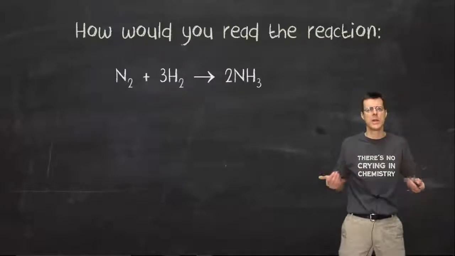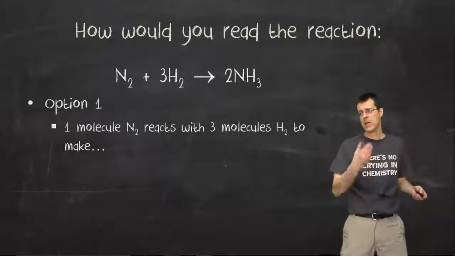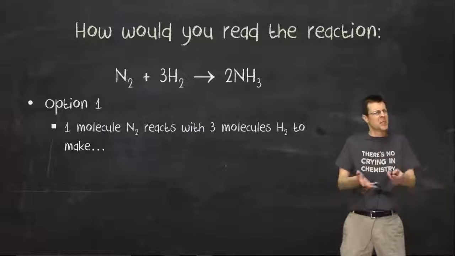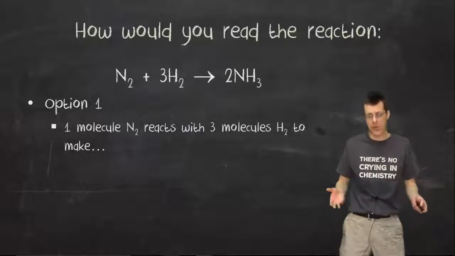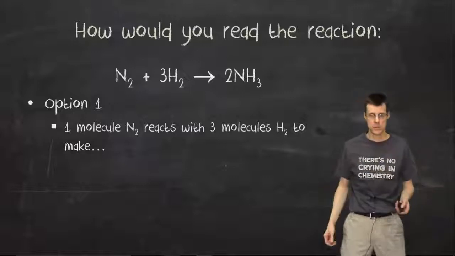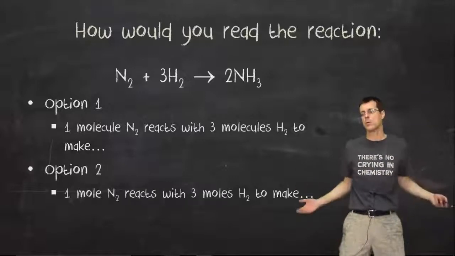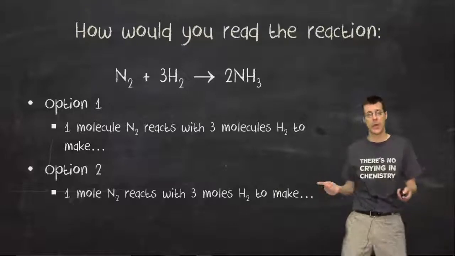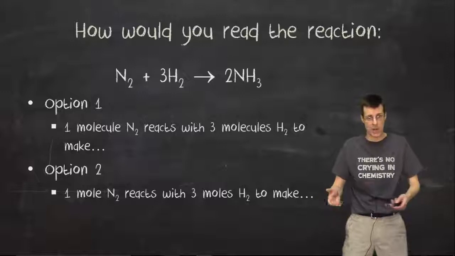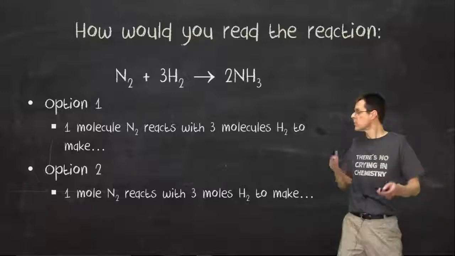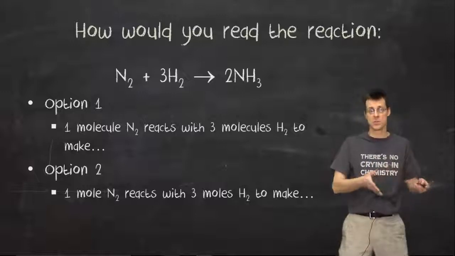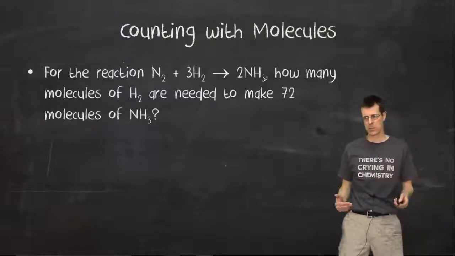If I asked you to read that reaction, you would probably tell me 1 molecule of nitrogen, 3 molecules of hydrogen, and so on. But that's not realistic. We're never going to have a reaction where you actually just have 1 molecule and 3 molecules of hydrogen. Now, we already know about moles. We could read that reaction with moles. 1 mole of nitrogen reacts with 3 moles of hydrogen to produce, and so on. So if we start counting the reaction in terms of moles, like we're trying to count chemical formulas in terms of moles, now things are going to start to work a little bit better.